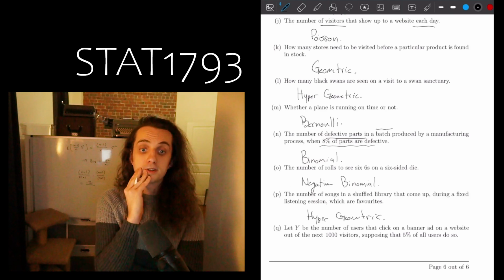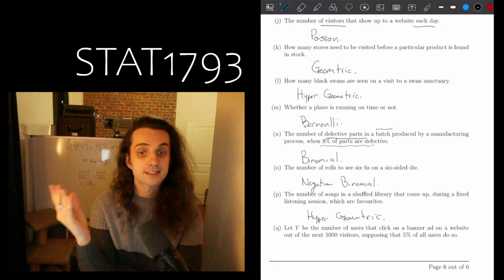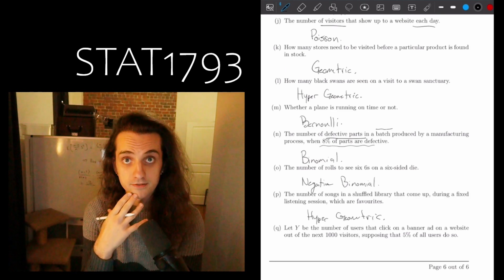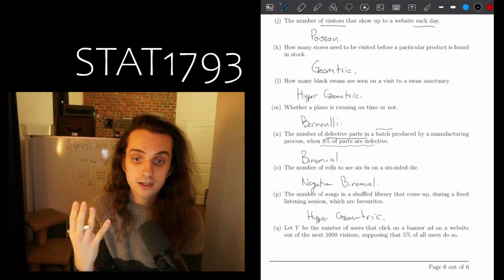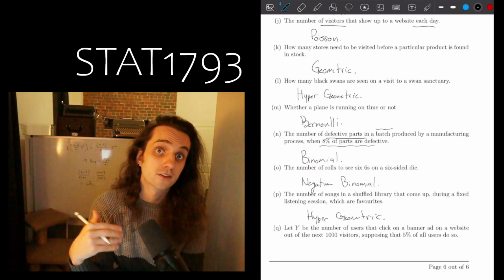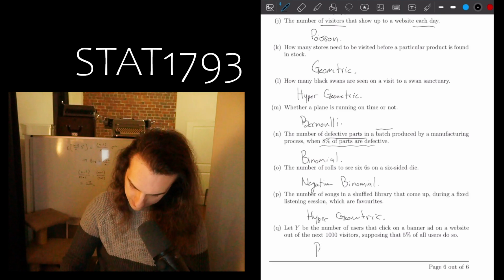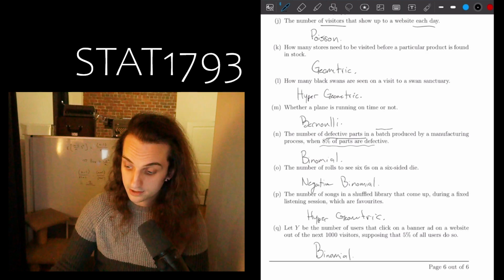And the final example here is the number of users that clicked on a banner ad on a website out of the next 1,000 visitors if 5% of all users do this. Well, here what we're thinking about is there's some fixed number of trials. Each one either clicks or doesn't. We want to count up how many people do. So we have binomial.